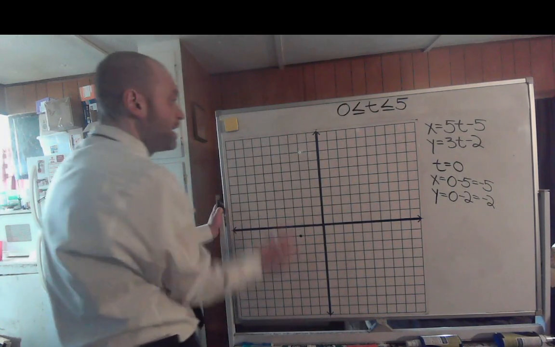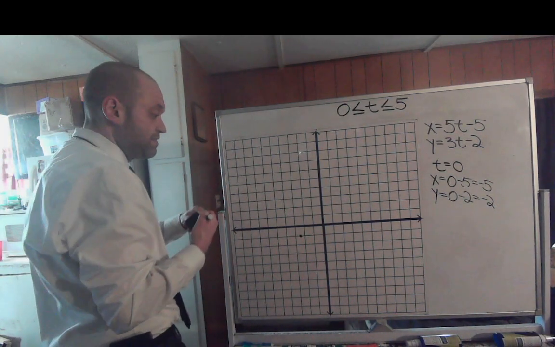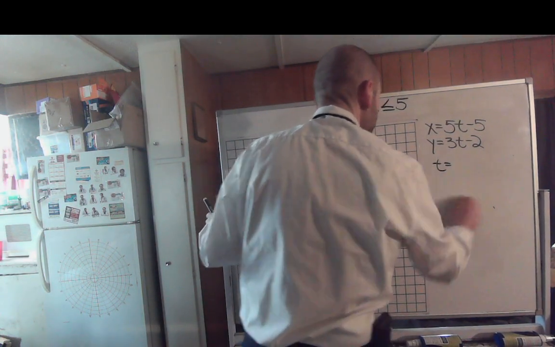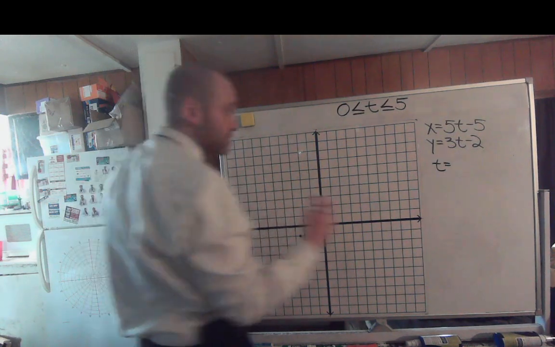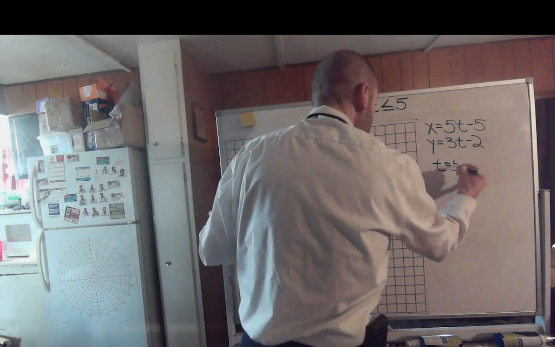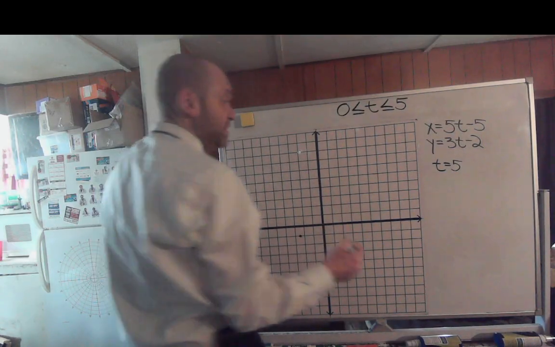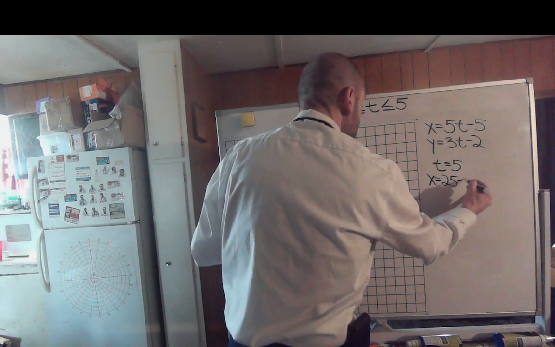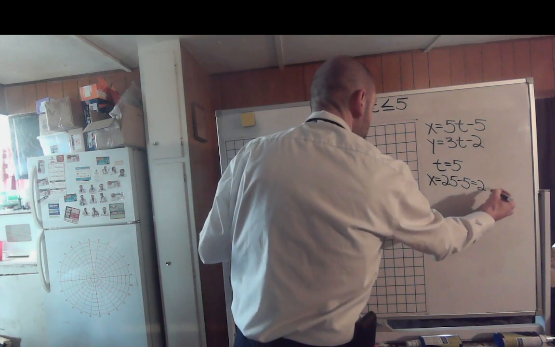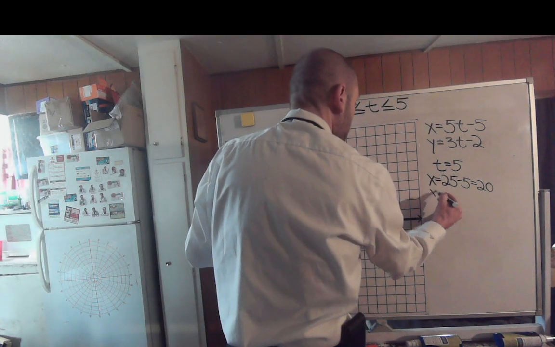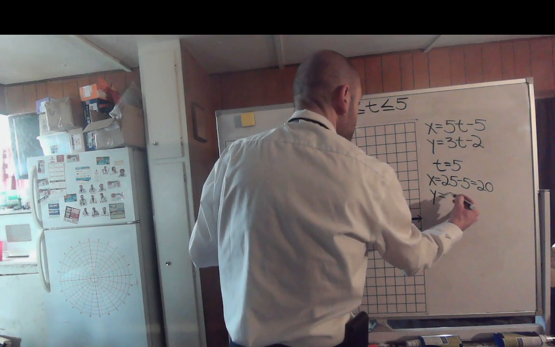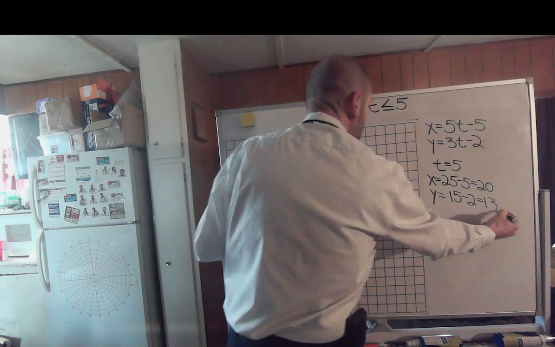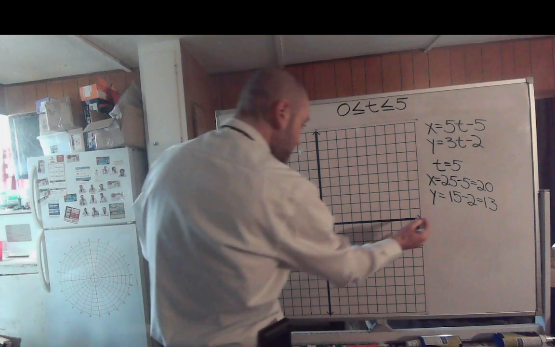And then what about when t is 5? Let's do when t is 5. So you at least need the 2 endpoints. It couldn't hurt to do more points, but let's do when t is 5. So that would give you x equals 25 minus 5, which would give you x equals 20. And then y would be, let's see, 15 minus 2, which would be 13. So you would get the coordinate 20, 13.